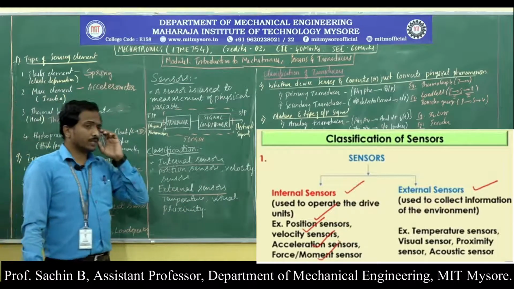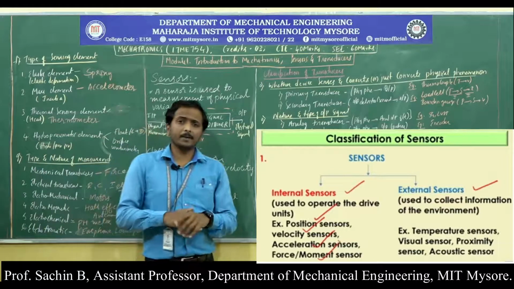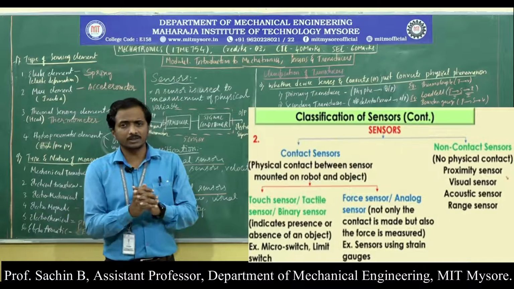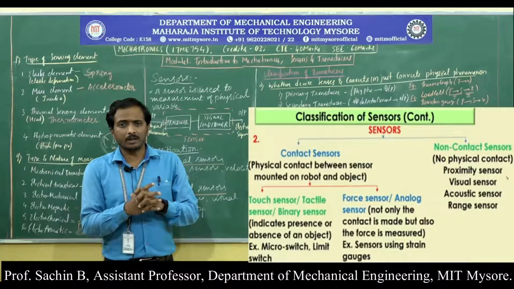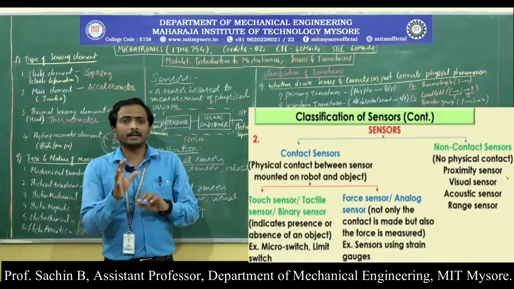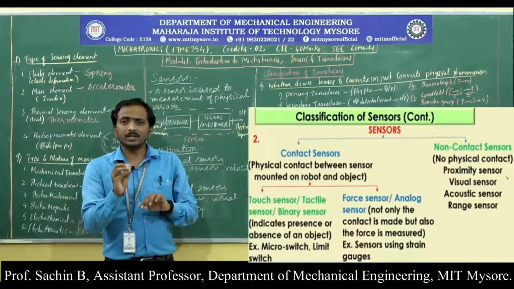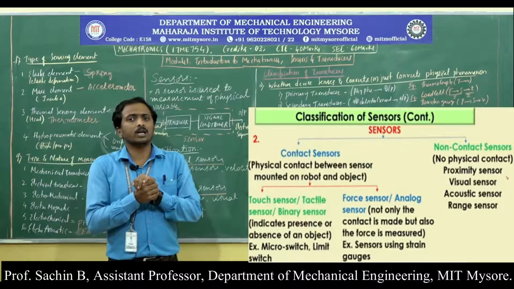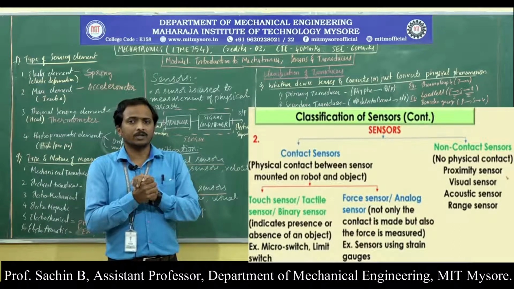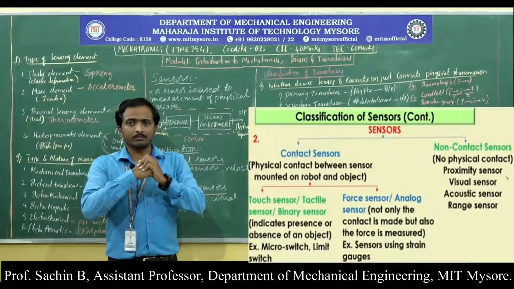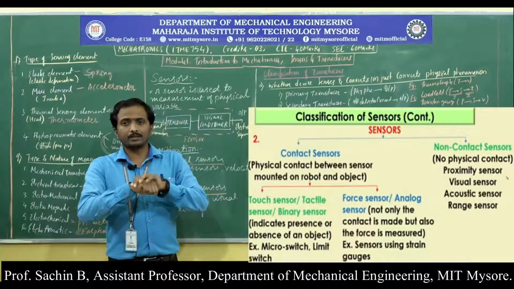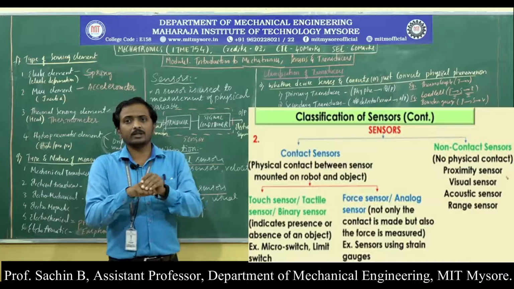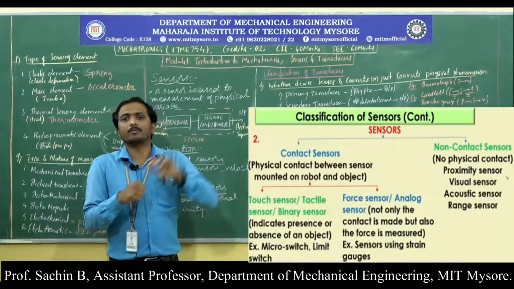And one more classification is contact type and non-contact type of sensors. Contact type sensors act like touch sensors, tactile sensors and binary sensors. A very good example of a contact type sensor is our skin. When skin touches any surface or any member, it reacts and gives the information to our brain.